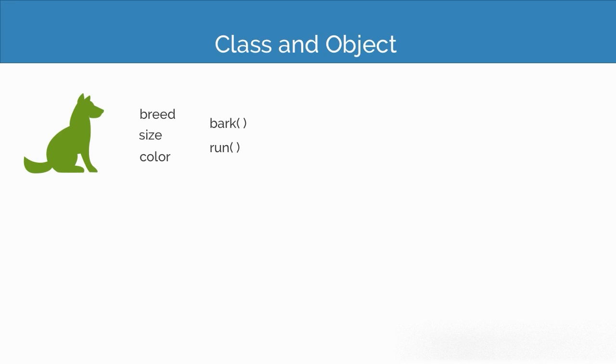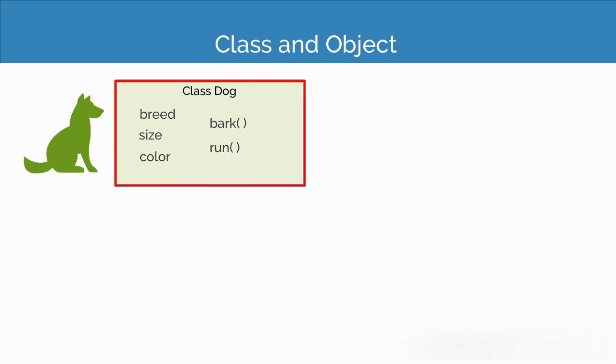Now, all these properties and behavior, if you can group it together, then we can simply form a class of dog. So within the class of dog, we have various properties as well as various behavior of the dog. Now, this class dog is basically a template. That is, all the properties and behavior are common to all the dogs that you see in your day-to-day life.